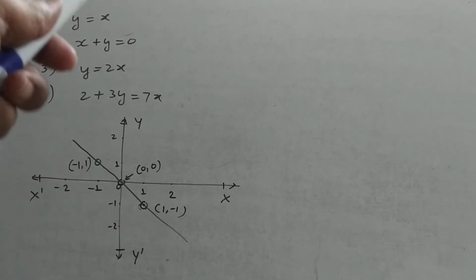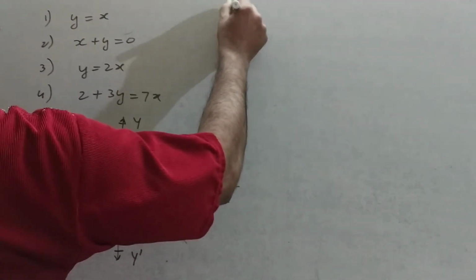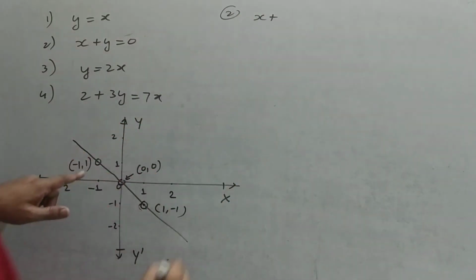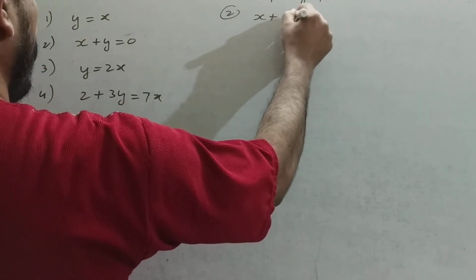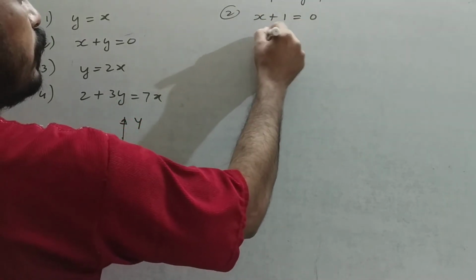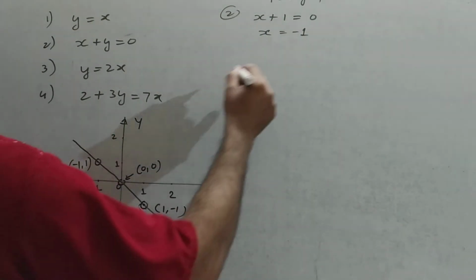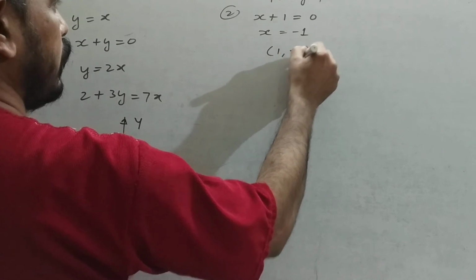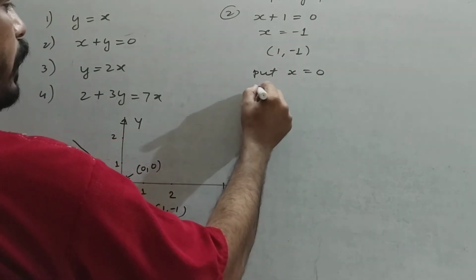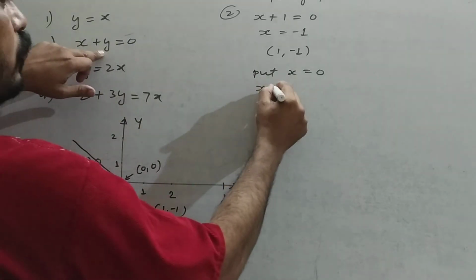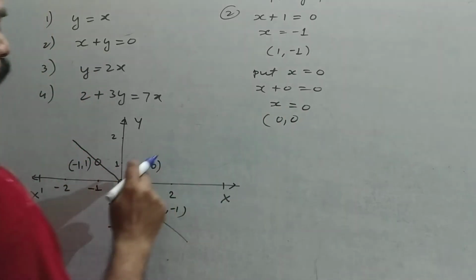Let us attempt the second one. Take x plus y equal to 0. Put y equal to 1, and x becomes minus 1. So first, this is correct, 1 and minus 1 is correct. Second, put x equal to 0, so in place of y, 0, giving 0 equal to 0. So 0, 0 is also suiting this one.